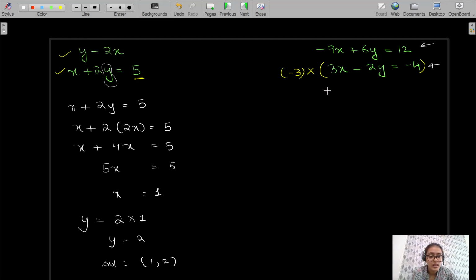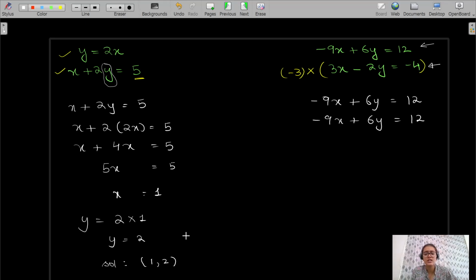So that will change this equation to negative 9x plus 6y equals positive 12. And the first equation was negative 9x plus 6y equals 12. Well, this is a very special case. You're actually getting both the equations as exactly the same. So this is actually the case of infinitely many solutions. Both of these equations will coincide.